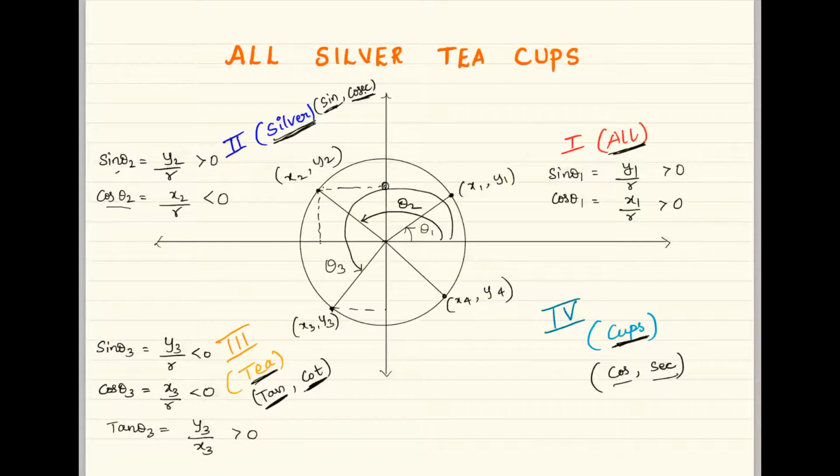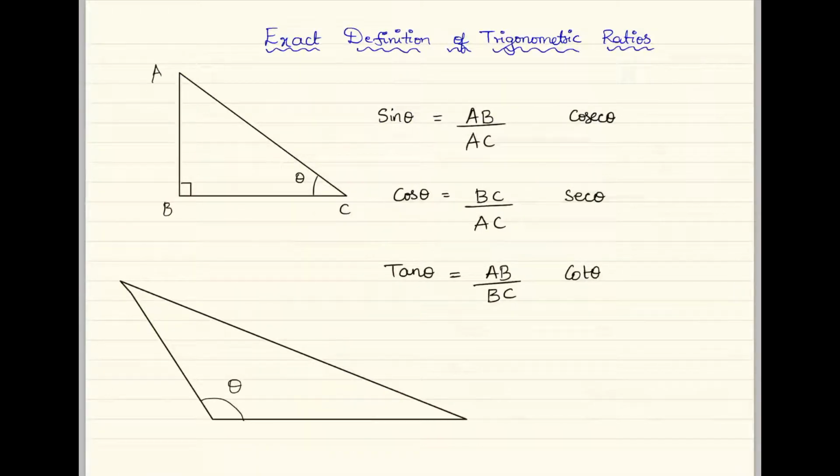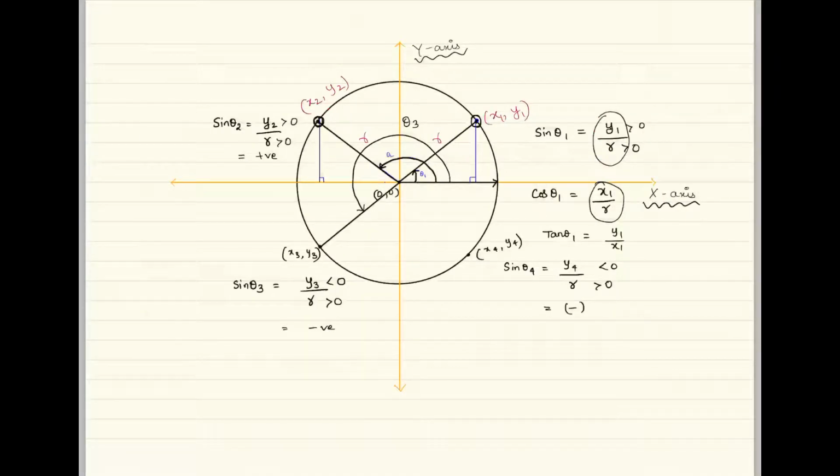Alright, so in the last video we have seen the exact definitions of trigonometric ratios, right? So we have discussed the basic definitions which you learnt in 10th class, and also the exact definition of sine theta, cos theta and tan theta. Just for recap, sine theta is nothing but the y coordinate of the point divided by the radius, the distance of the point from the origin.